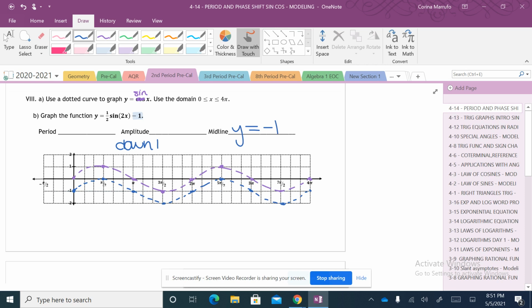Now, it does affect our amplitude as well, because the amplitude here is 1/2. So then that means for this graph, instead of coming up all the way 1 unit, it's only going to come up half the way. So it'll be like right here. 0, half the way. So it's a little bit flatter.